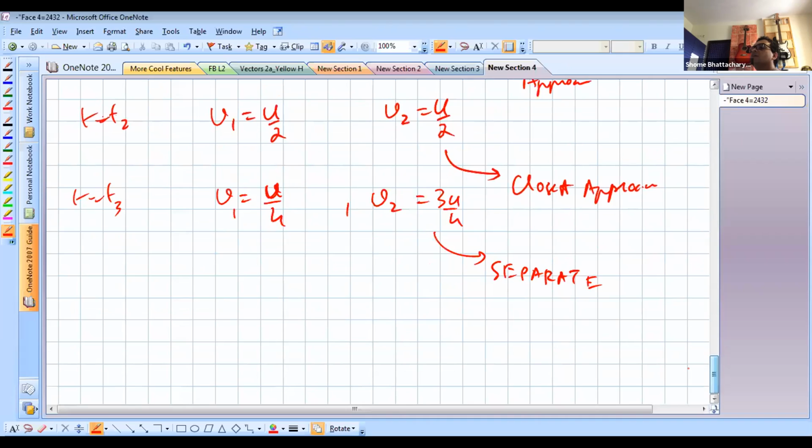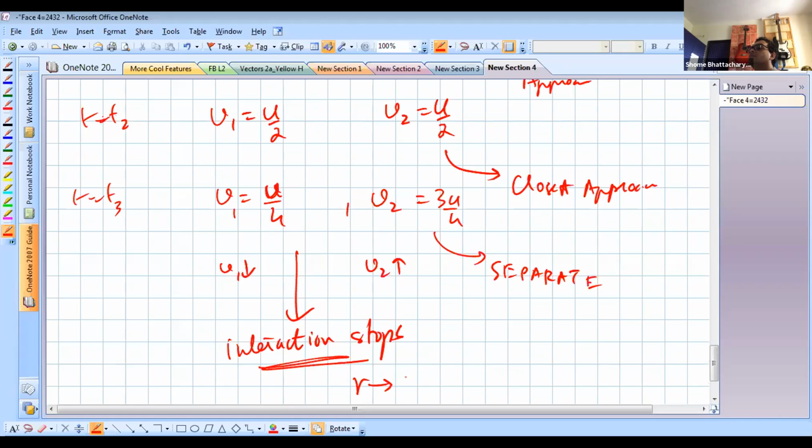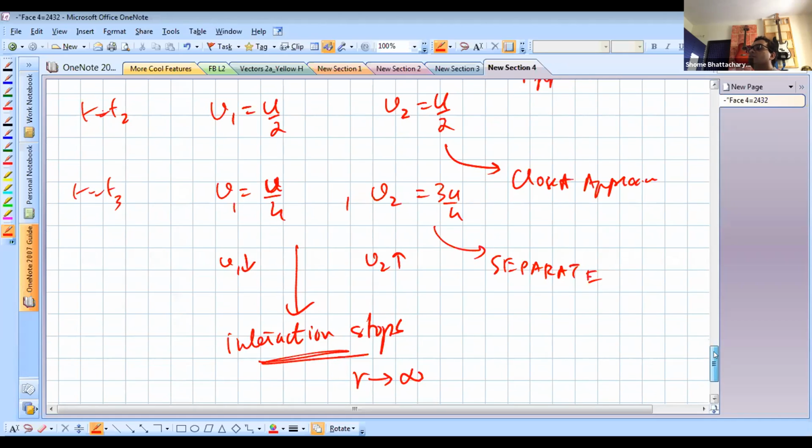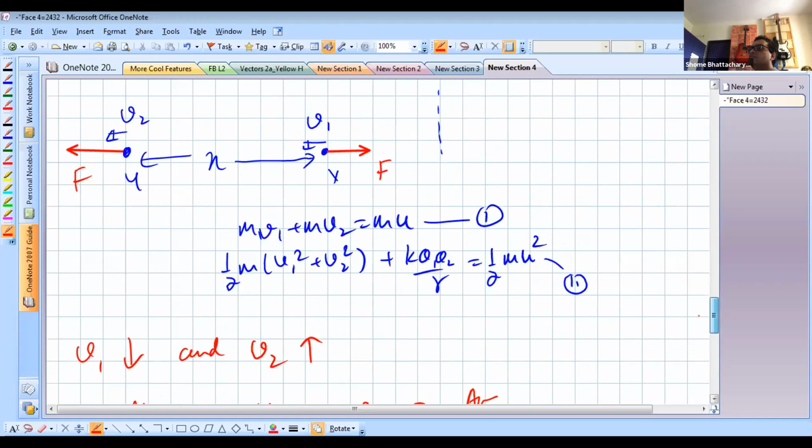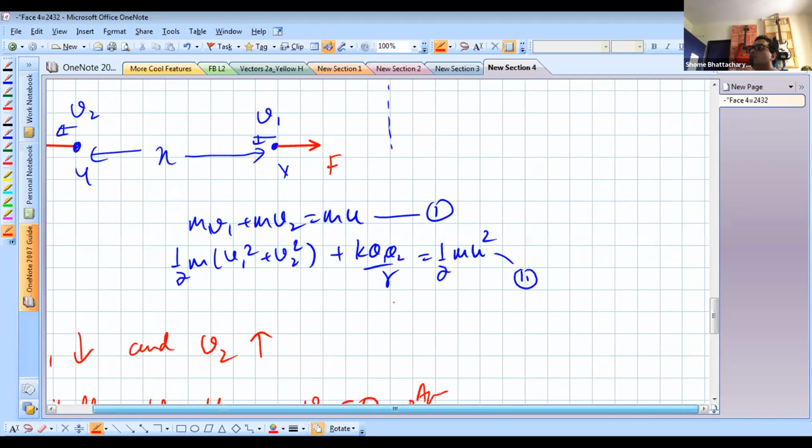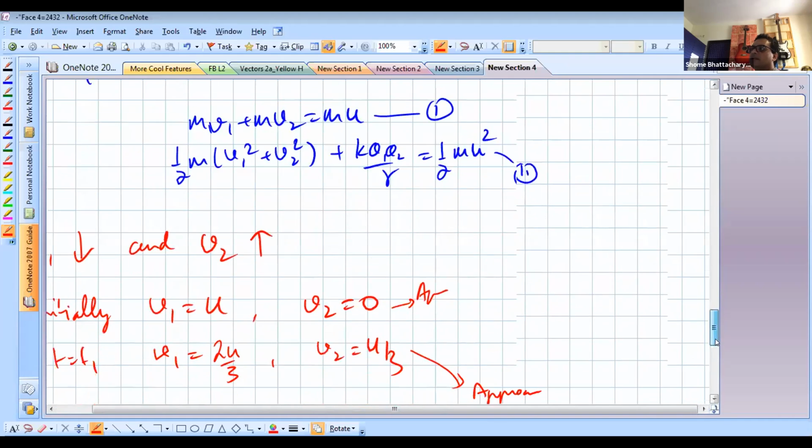That process will continue till what happens? Till the force becomes 0 again, till the interaction stops. V1 continuing to decrease and V2 continuing to increase will happen till the interaction stops, that means the distance between them again tends to infinity. So if we make r tend to infinity in the two equations we wrote earlier, equation 1 and equation 2, it will give us the solution of what happens finally, when they stop interacting.